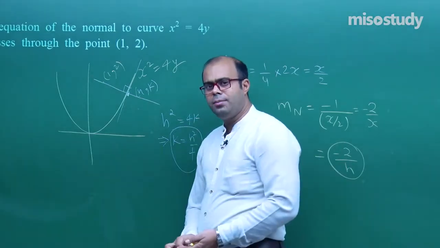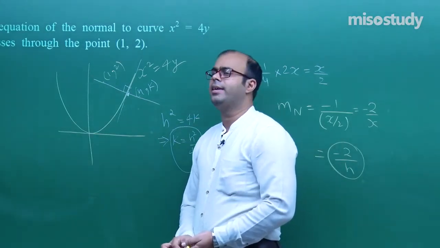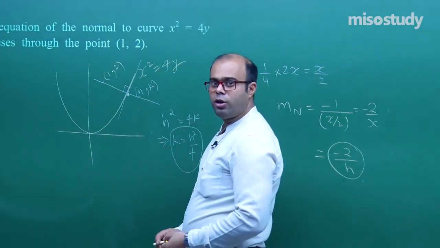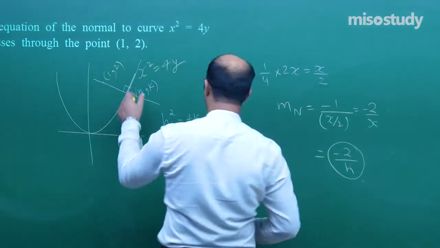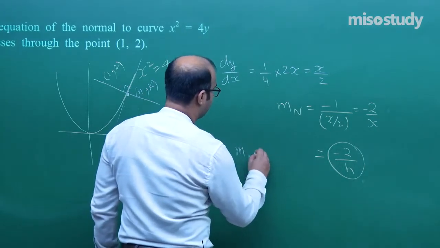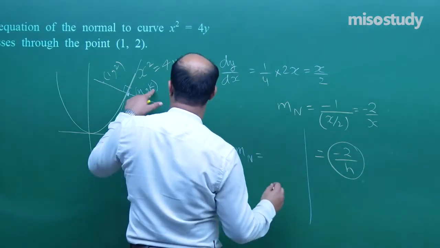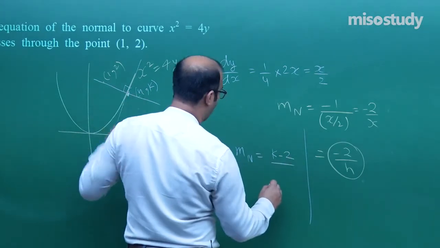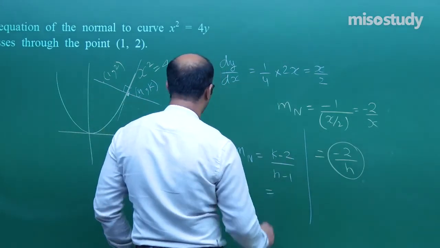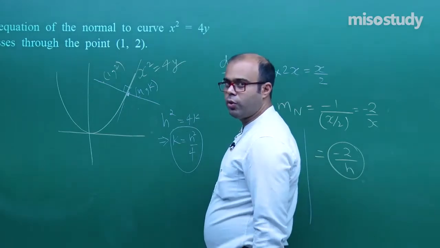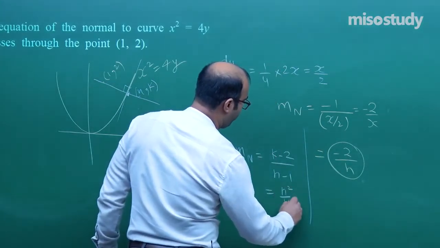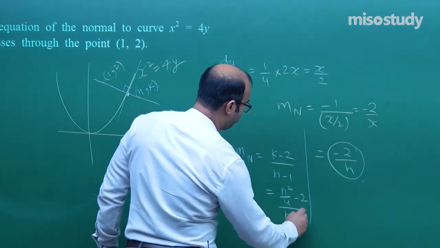Do we have another method also to find the slope of the normal? Yes. Since these are the 2 points, by the coordinate geometry concept of a straight line, we also know that the slope of the normal can be written as y2 minus y1, that is k minus 2, upon x2 minus x1, that is h minus 1. And now you can use k is equal to h square by 4 and put it here. So this will become h square by 4 minus 2 by h minus 1.